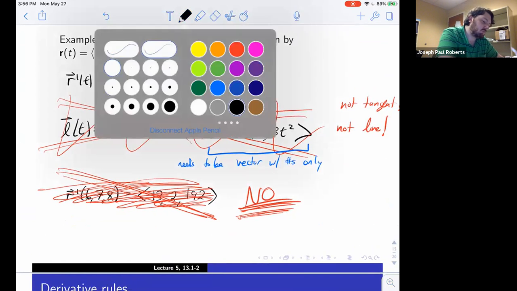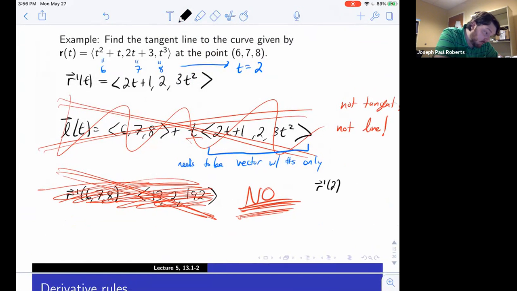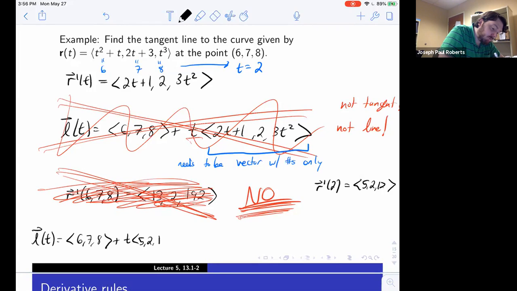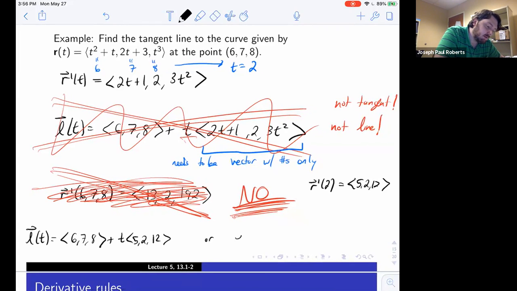Okay, so then the correct way to do this is R prime of 2 is what? 5, 2, 12. And so I could write it in vector form. L of t is 6, 7, 8 plus t times 5, 2, 12. And what do you know? That looks like a line equation like we did. Or you could write it out with parametric equations. You could say x is 6 plus 5t, y is 7 plus 2t, and z is 8 plus 12t.